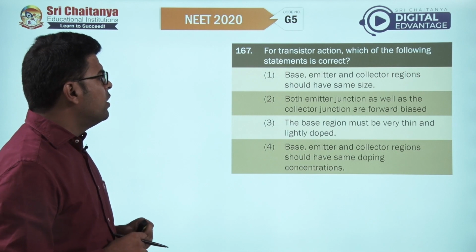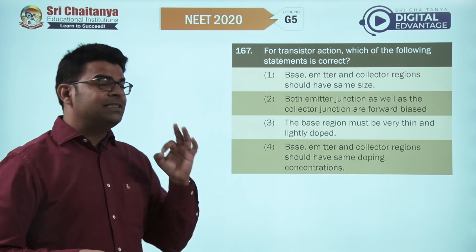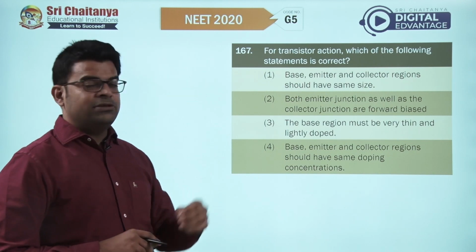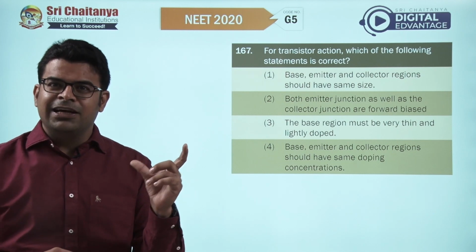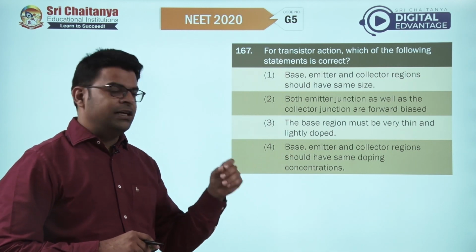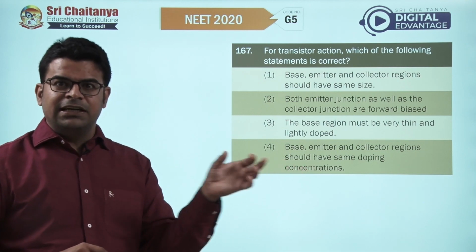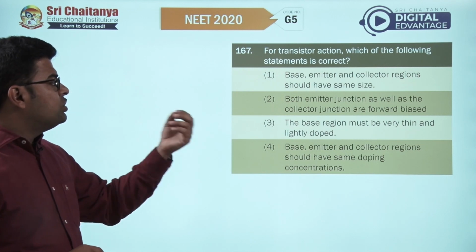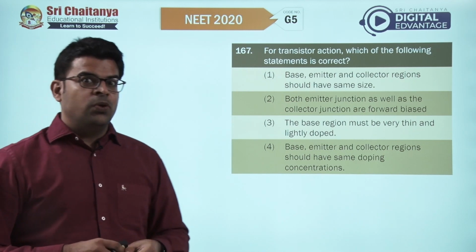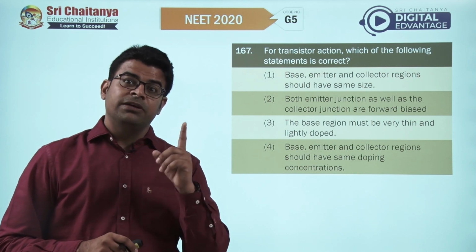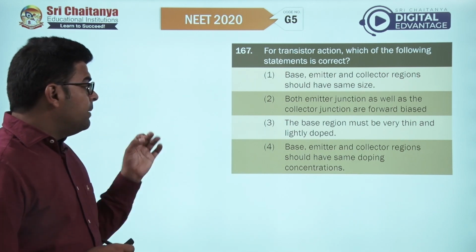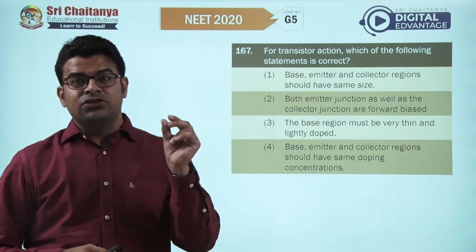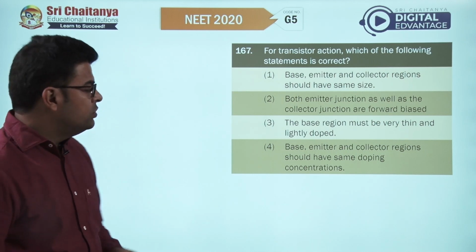Question number 167. For transistor action, which of the following statements is correct? Base, emitter, collector region should be of same size. No, we know that collector has to be large size, emitter has to be moderate size, base has to be thin in size. Both emitter junction as well as collector junction are forward bias. No, we know that emitter base has to be forward bias, base collector has to be reverse bias. The base region must be thin and lightly doped. Yes, this is correct. The base has to be thin as well as feebly doped. So this is the right answer.